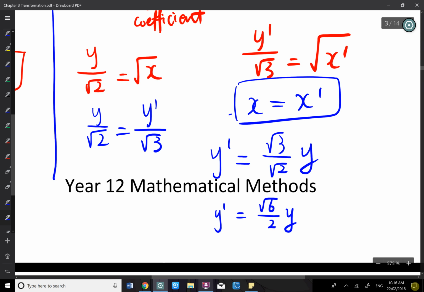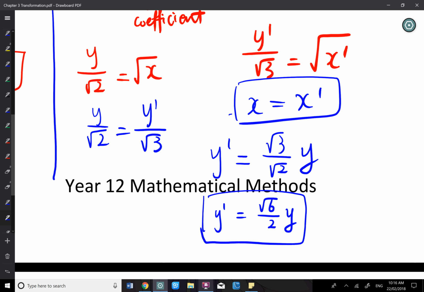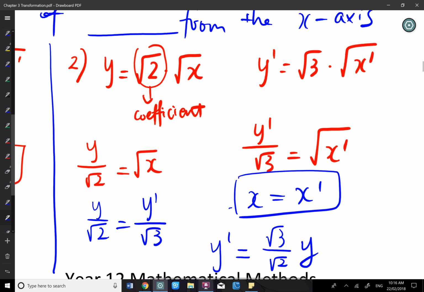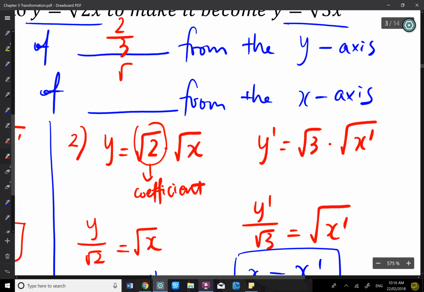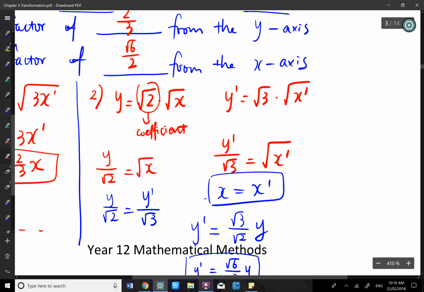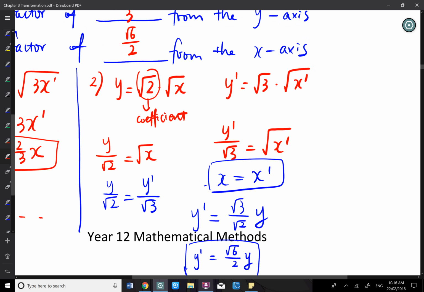This is only changing the y value. Can you see that's only changing the y value? There's no dilation at all from the x side. So I can say this is a dilation by root 6 over 2 from the x-axis.